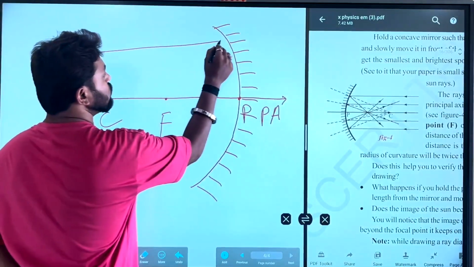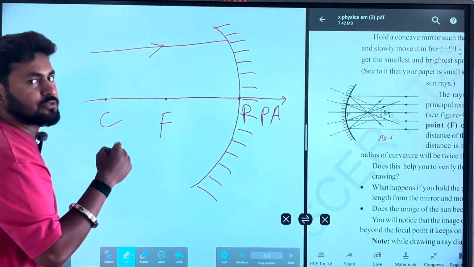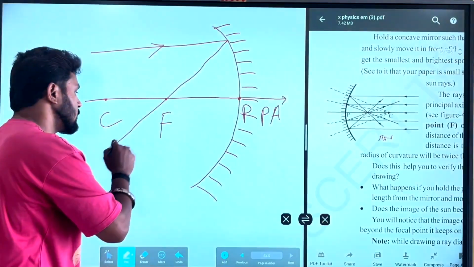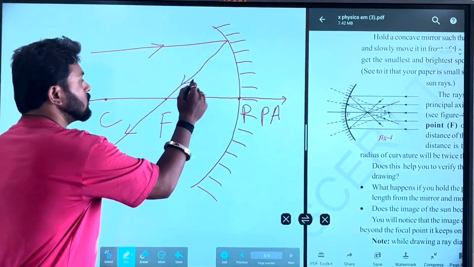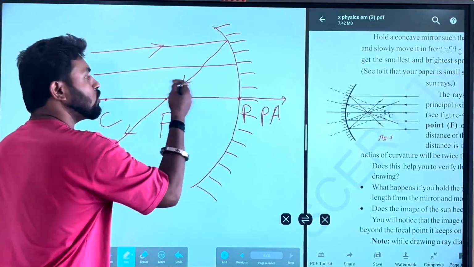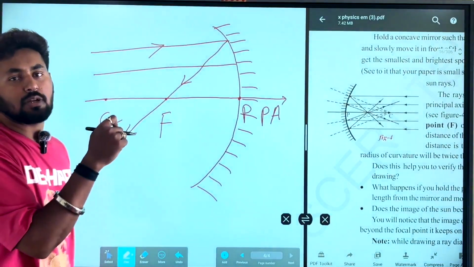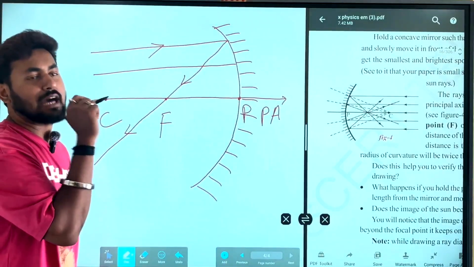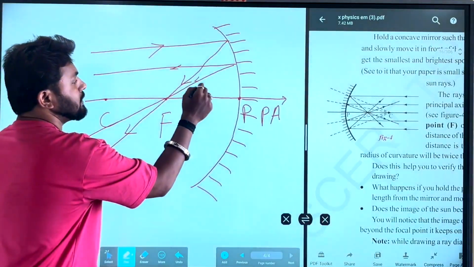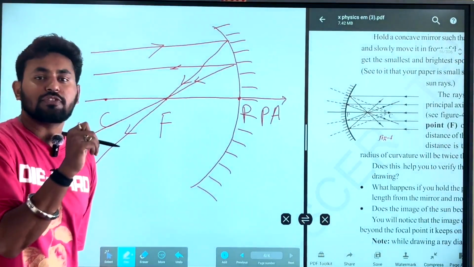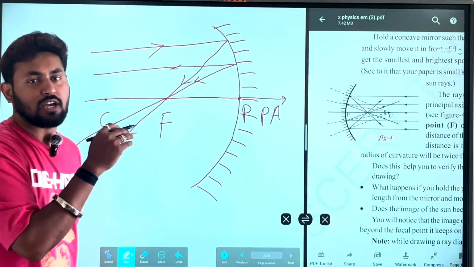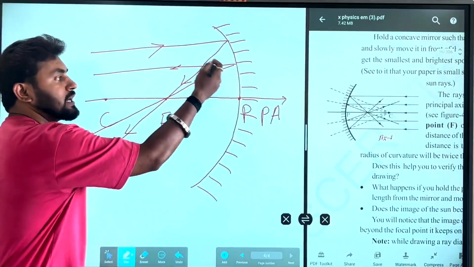As I have explained, whenever any incident ray comes, after striking the mirror, it will pass through a point which is called focus. Now this is one ray of light. I am drawing one more. Again, wherever it strikes the mirror, it is compulsory that the reflected ray will pass through focus. But yes, the angle of incidence and angle of reflection will be different for all the different incident rays striking the mirror.